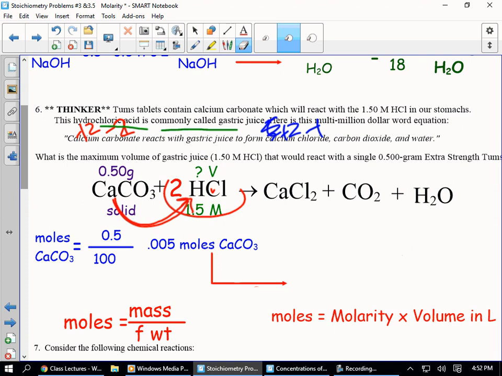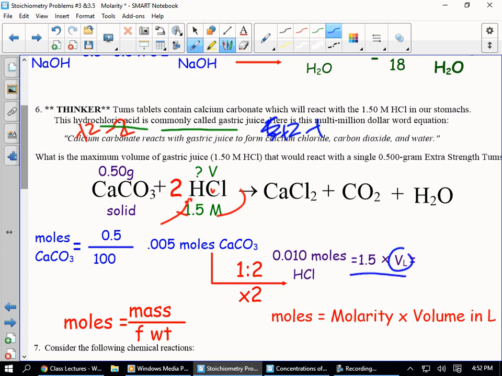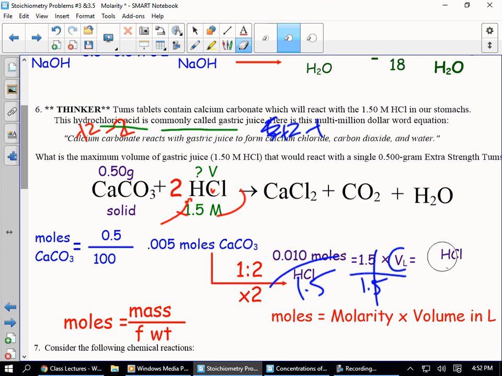Okay. Now I know that is a 1 to 2, so I'm going to double this, or my number of moles, to get 0.01 moles of HCl. And now it wants to know the volume, and I have the molarity, so 0.01 is equal to 1.5 times my volume. To get volume by itself, divide this by 1.5, divide this by 1.5. The number that comes out of your calculator is always in liters, or we can move the decimal 1, 2, 3, and say it will react with 6.67 milliliters of hydrochloric acid in your stomach.